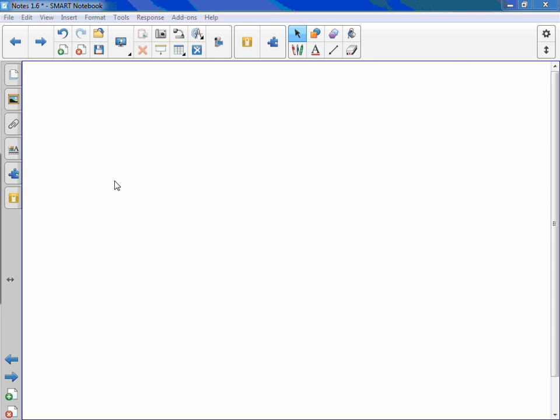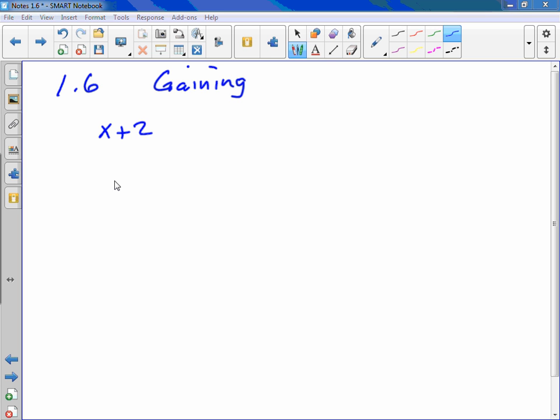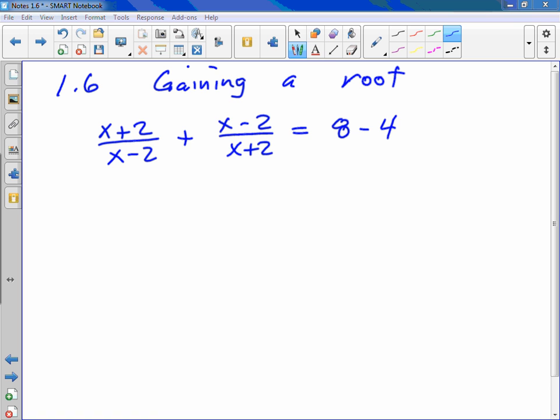Okay, we're up and running, and this is 1.6, gaining a root. What is the problem that they gave you in the book, please? Somebody lay that out for me. Okay. Plus x minus 2 over x plus 2. 8 minus 4x over x squared minus 4.